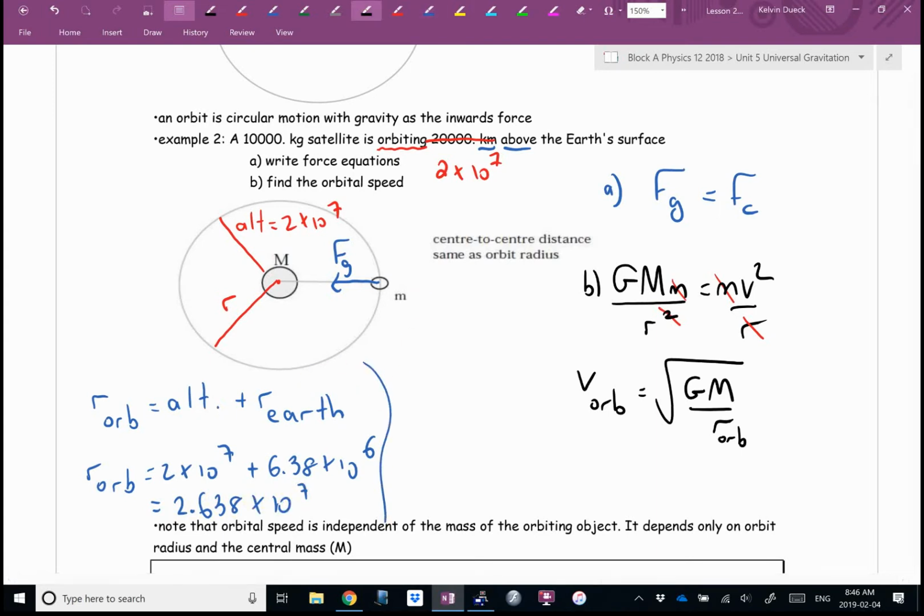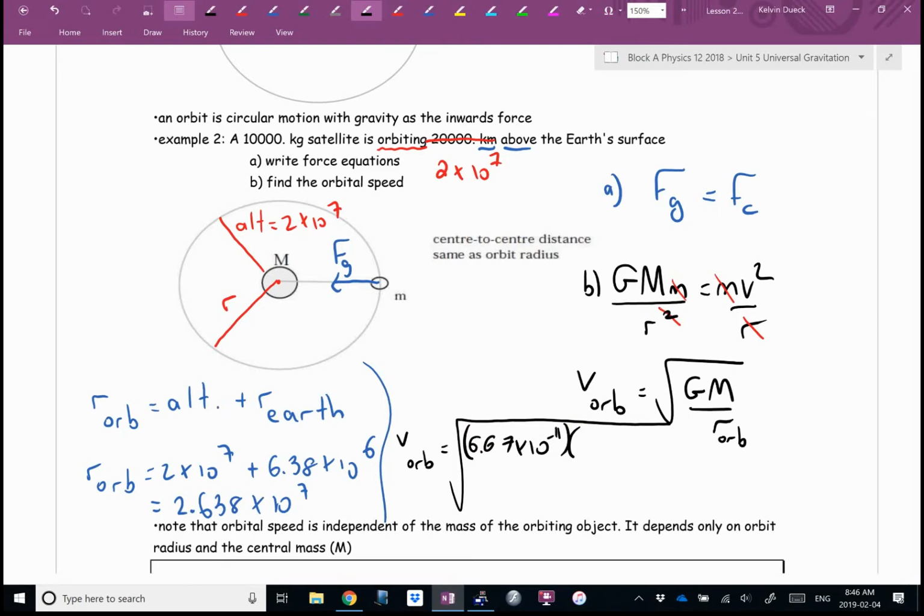Alrighty, here we go. So V orbital, and this is just going to take up space because the numbers are big and yucky. It's the universe we live in. It's going to be the square root of big G. What was big G? This was our universal gravitational constant that Cavendish discovered. And I'm pausing. Please make sure you know where that is on your sheet. 6.67 times 10 to the negative 11. M is the mass of the planet. In this case, it's the Earth.